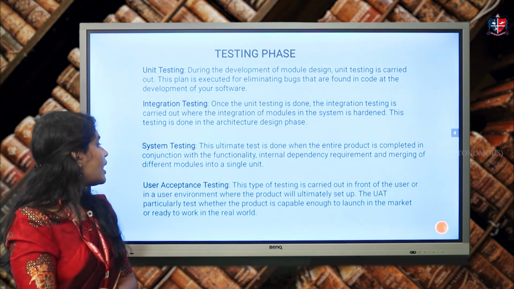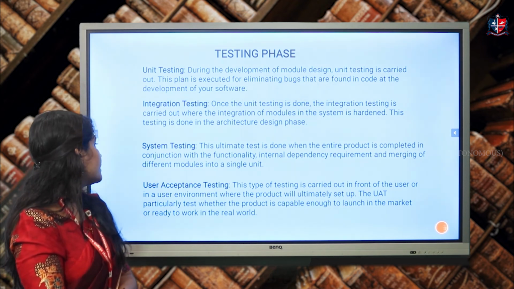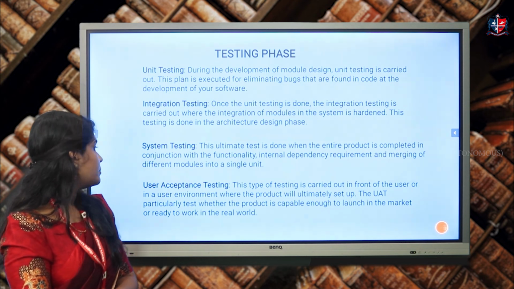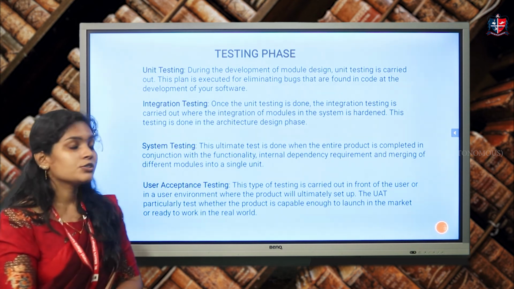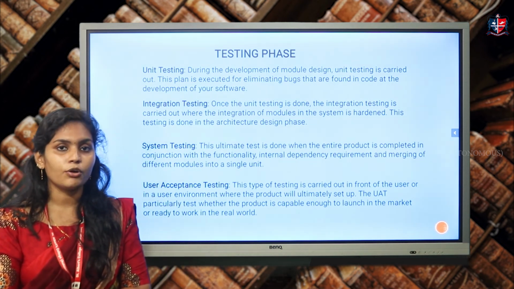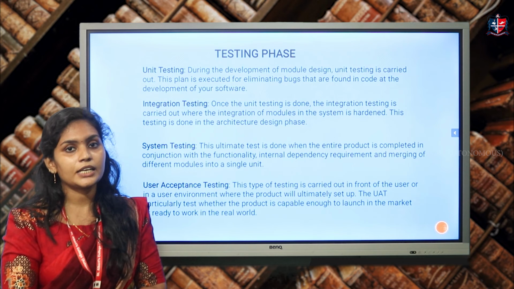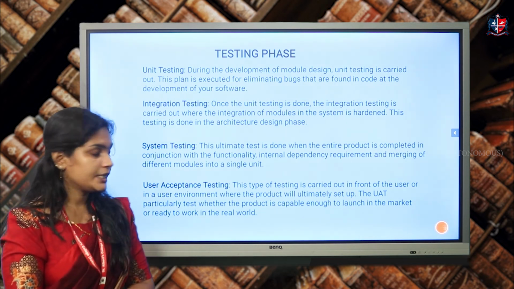System testing, the ultimate test, is done when the entire product is completed, covering the functionality, internal dependency requirements, and merging of different modules into a single unit. So system testing is basically done after completing the entire product, to check whether the system satisfies the customer's needs or not. This happens in the system testing.